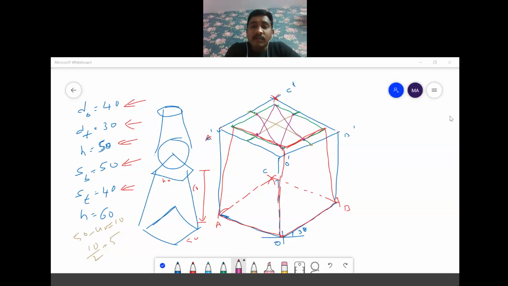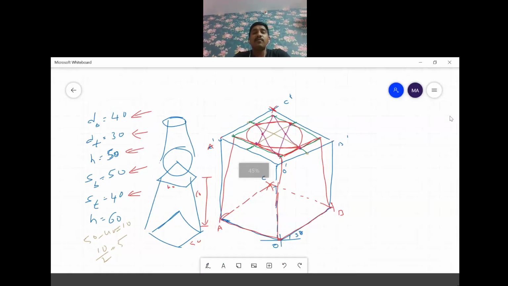So this as a center, this as a radius, I am drawing one arc here, and this top vertex as a center, this midpoint as a radius, I am drawing another arc. Again, this as a center, this as a radius, I am drawing one arc, and another arc. Okay, it will form a circle with a diameter of 40 mm. Again, he has given a height as 50 mm.